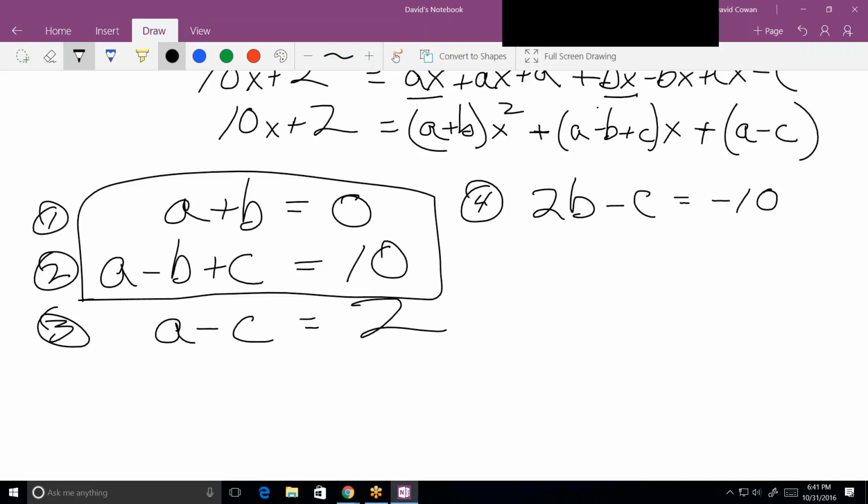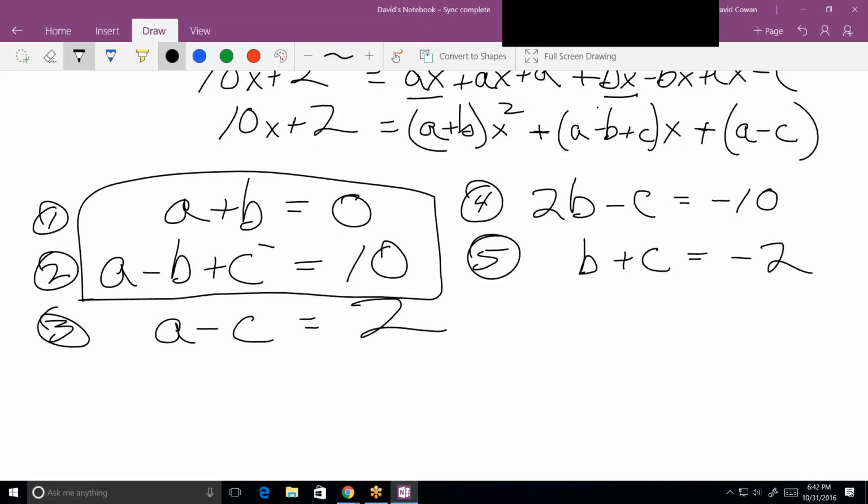Okay. Now equation 5, I've got to eliminate a. I can either use 1 and 3 or 2 and 3, which is simpler? 2 and 3? Well, actually 1 and 3. 1 has 3 terms, and 3 only has 2 terms. Okay. So subtract 3 from 1. You get b plus c equals negative 2.